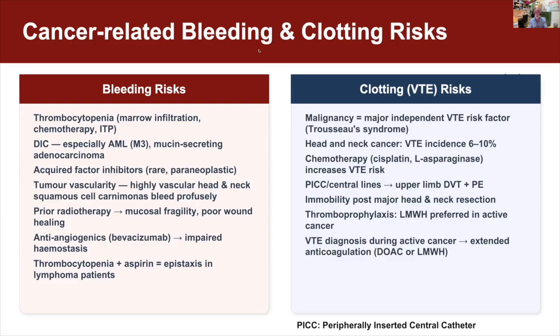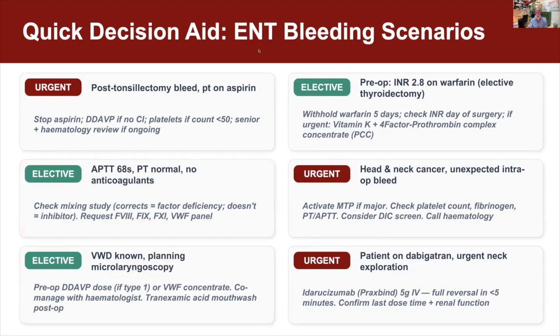Immobility post-treatment, or for whatever reason, post major head and neck resection, if they're immobile in bed, that predisposes to VTE. Give thromboprophylaxis in active cancer, low molecular weight heparin, and if you diagnose venous thromboembolism during active cancer, give extended anticoagulation with a DOAC or low molecular weight heparin.